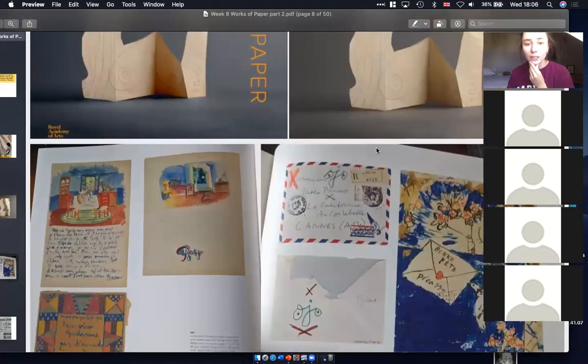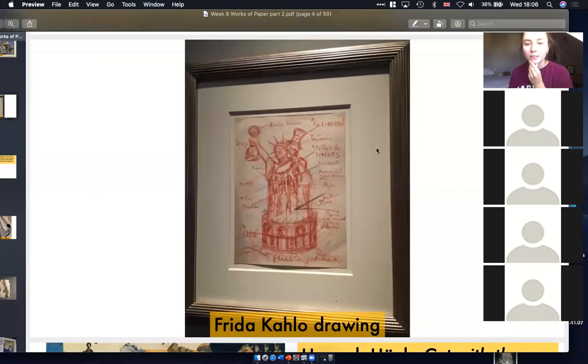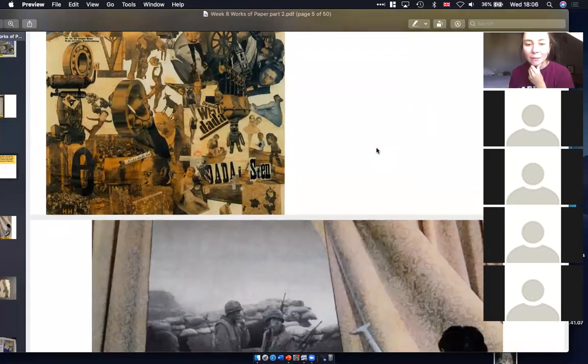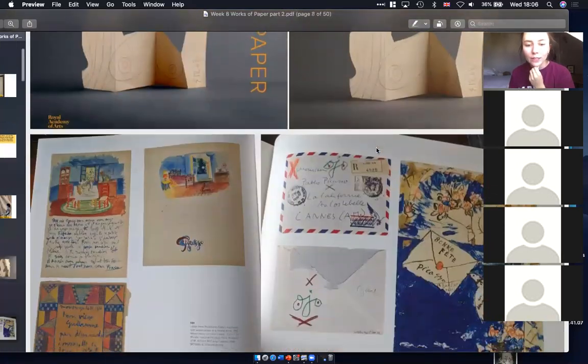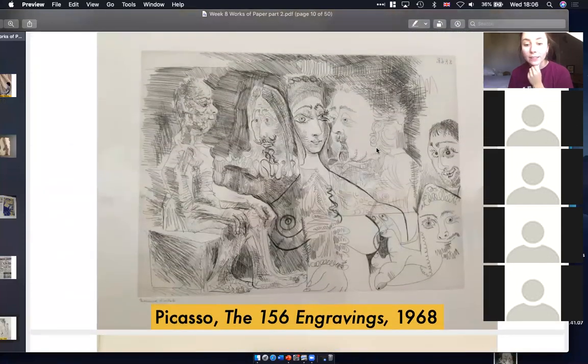We also looked at Frida Kahlo's doodles. This is Frida Kahlo's very political, annotated, very cynical representation of the Statue of Liberty. But what really caught people's attention the most was printing, because we looked at this very famous series of engravings by Picasso from towards the end of his life, or in his later career, from 1968.